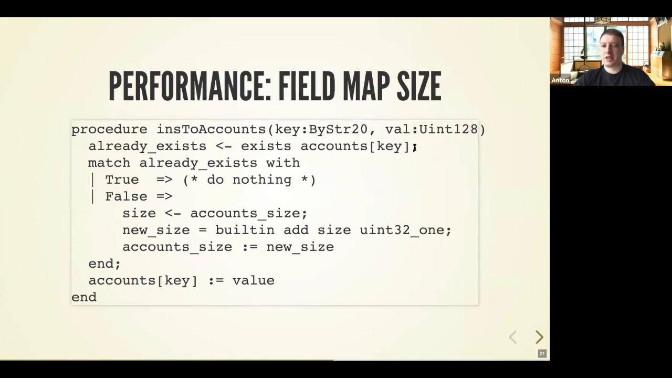So we check if there is already a key, named key in the accounts map. And if it's already there, we do nothing because we just update it. We don't change the size. We do nothing with respect to computing and updating the account size. And if it's not there, we just basically, we read the account size, we add 1 to it. So we add this constant 1. It's not shown here, but it's defined elsewhere. And we update the account size. And after that, we just reuse the same Scilla built-in for updating field maps.